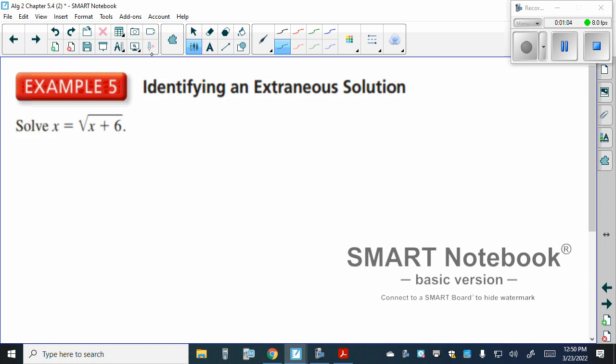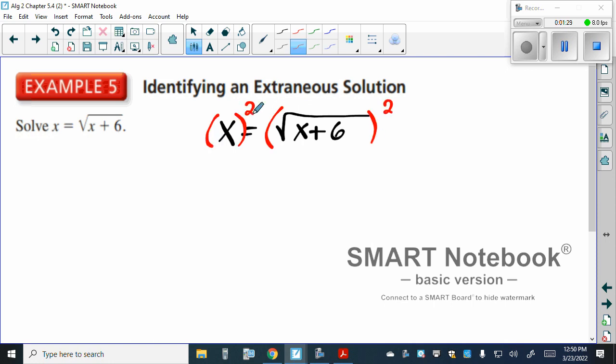Now, when we solve problems like this one here, x is equal to the square root of x plus 6, our first main step still holds true, that we need to get the radical by itself. Is the radical by itself? Well, yes. Since the radical is already by itself, we can go on and put both sides to the nth power. In this case, we're just putting both sides to the second power.